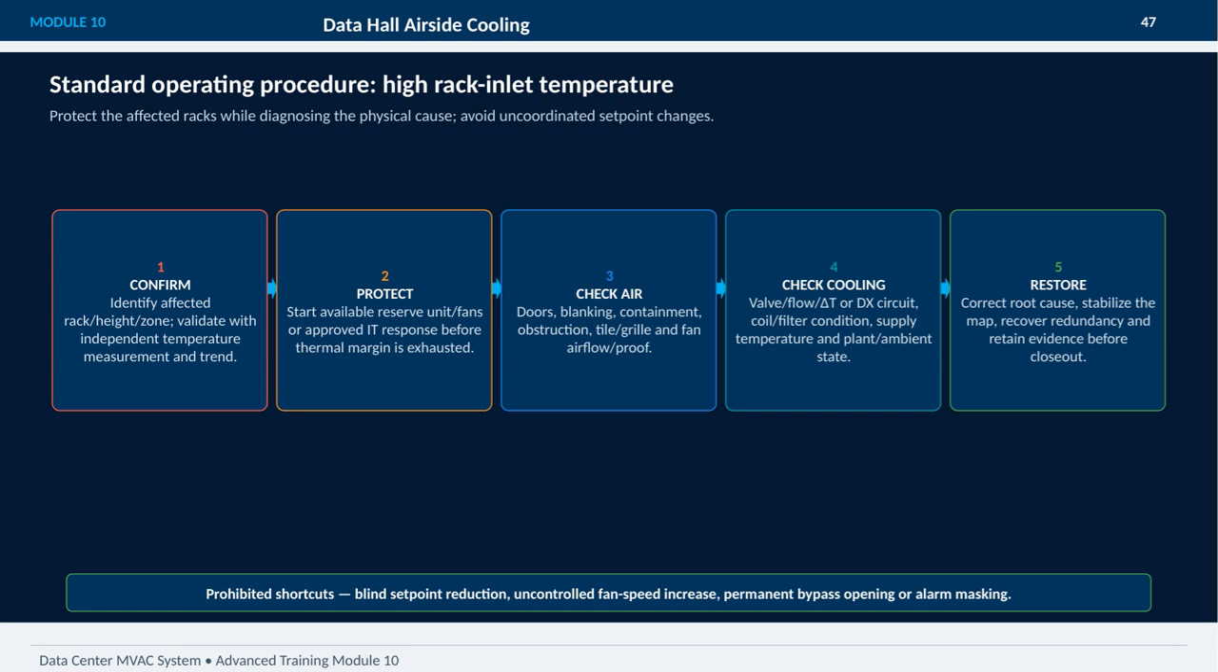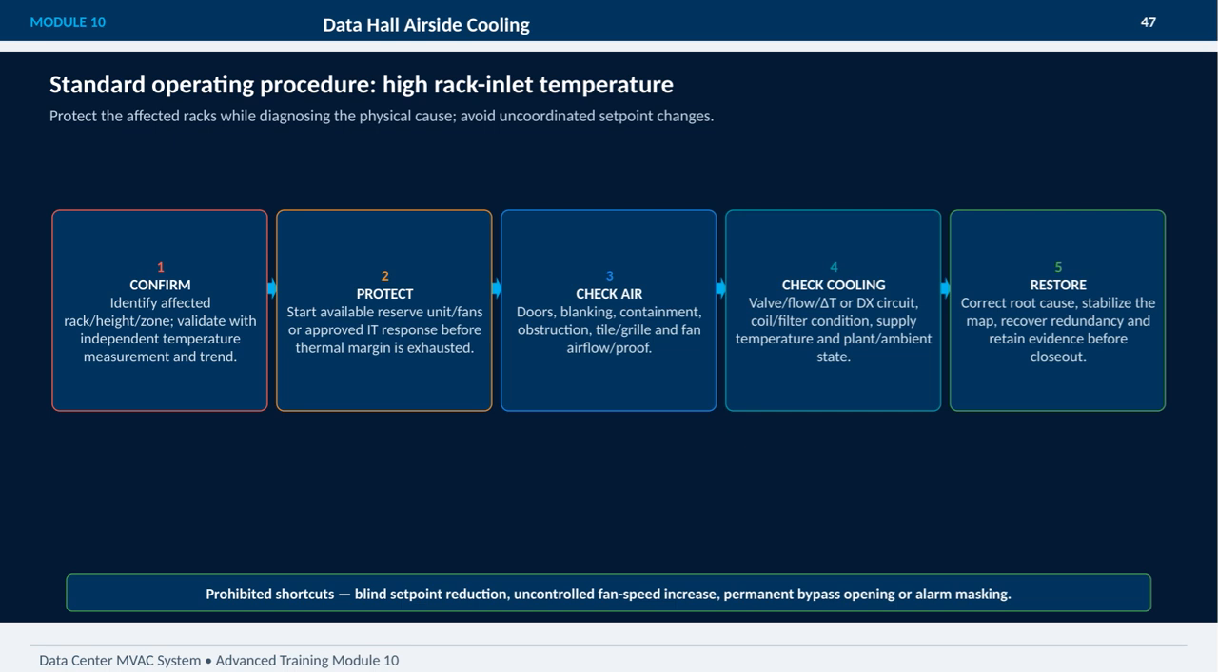Next, check the air distribution thoroughly. Inspect doors, blanking panels, containment systems, and ensure there are no obstructions in tiles, grills, or fan airflow. After that, verify the cooling system's performance by examining valve flow, temperature differentials, DX circuits, coil and filter conditions, supply temperatures, and the state of the plant and ambient environment.